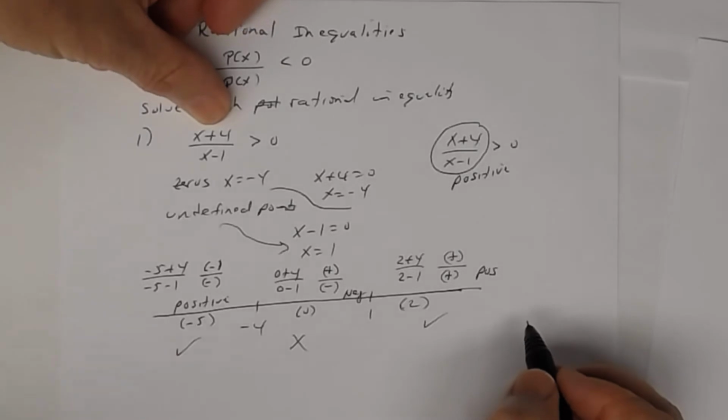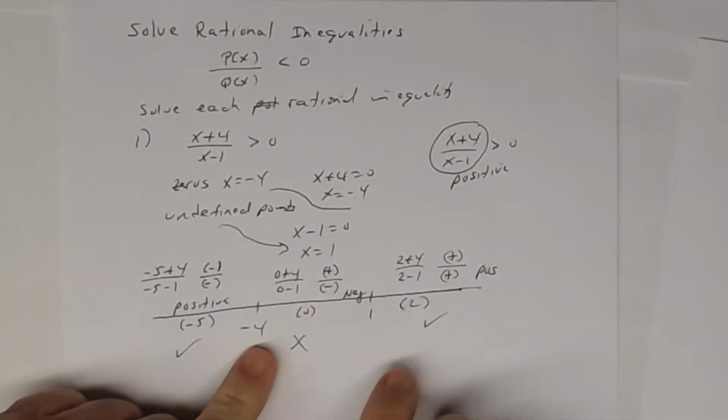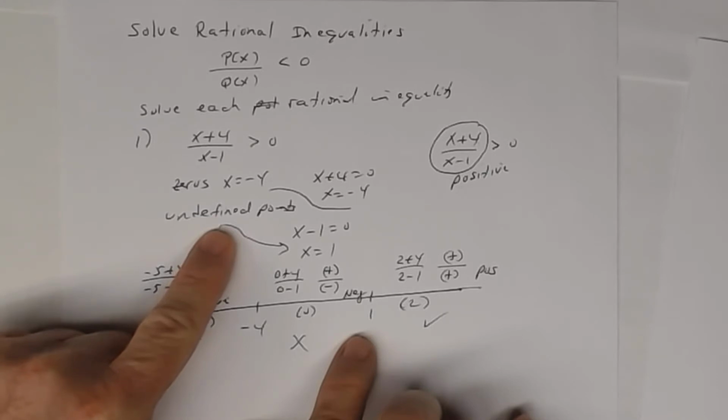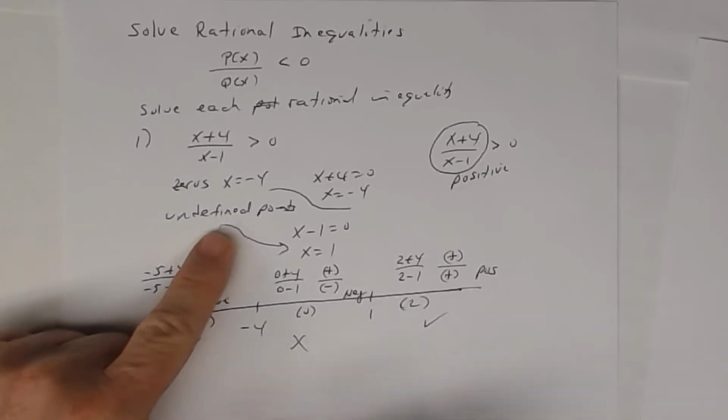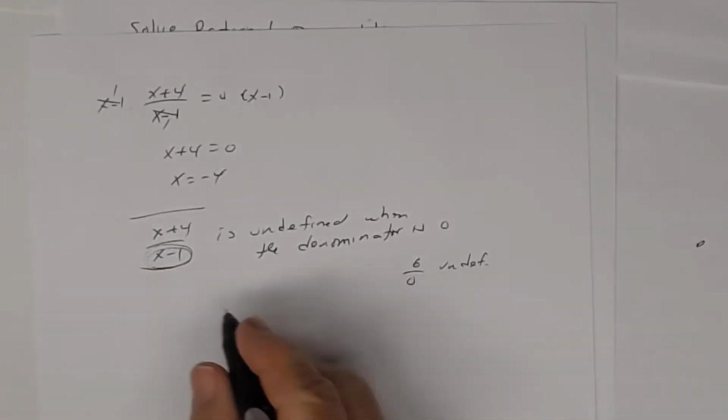Okay, now let's talk about these zeros and undefined points. Okay, now listen carefully. The undefined points are never going to be a solution. Okay? The undefined points will never be a solution because it makes the expression undefined. That's how you found it. So let me explain that a little bit better.